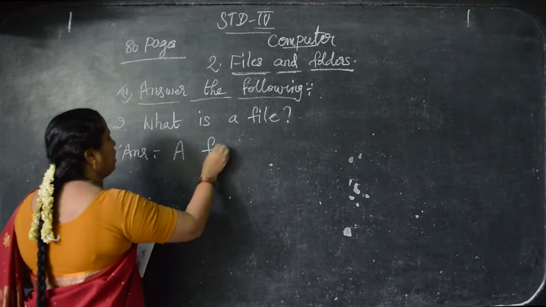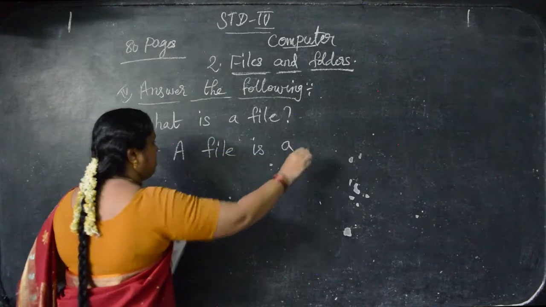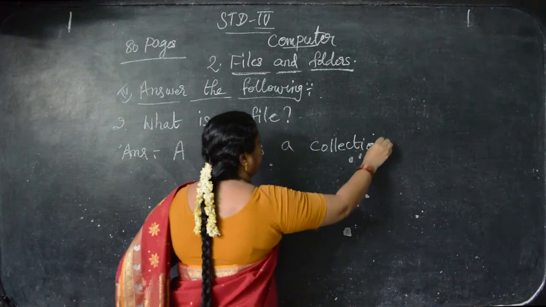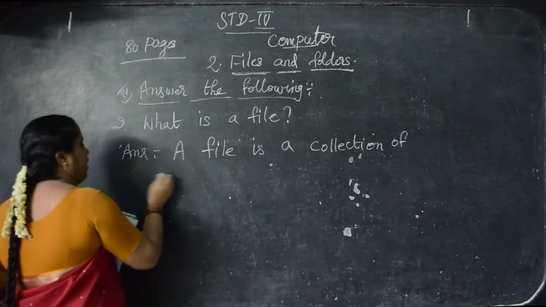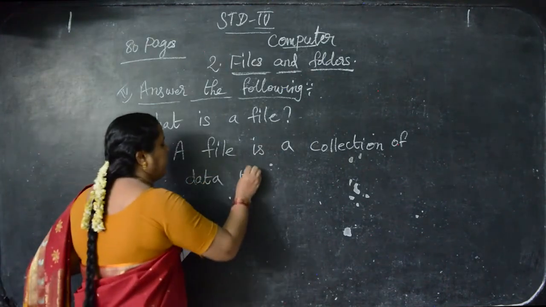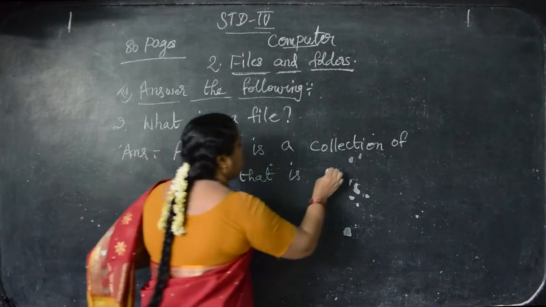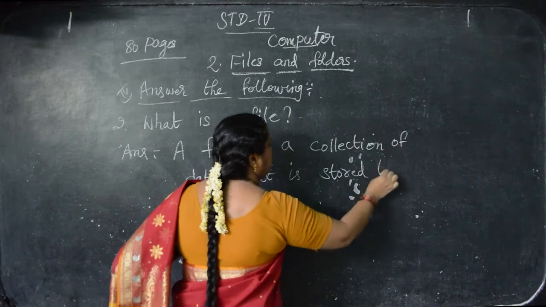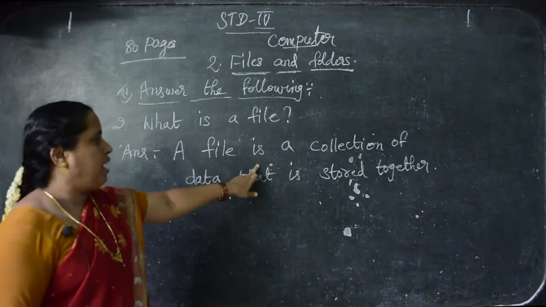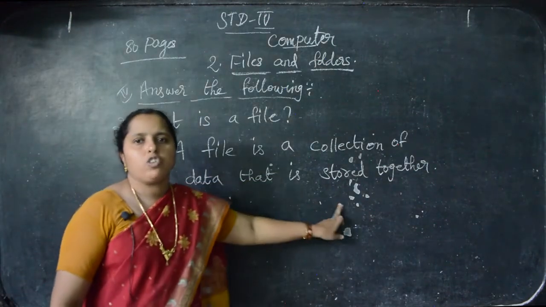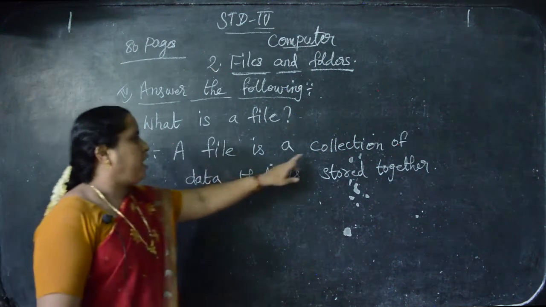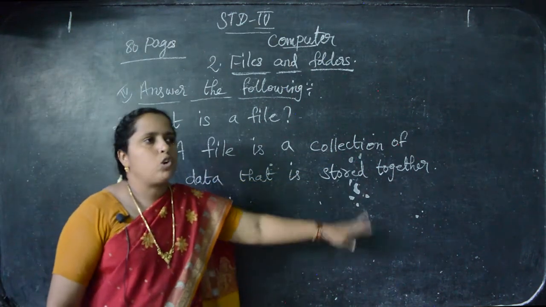A file. F-I-L-E, file. Is a collection, C-O-L-L-E-C-T-I-O-N. Collection of data, D-A-T-A. That is stored, S-T-O-R-E-D. Together, T-O-G-E-T-H-E-R. A file is a collection of data that is stored together. So, this is the second one. What is a file? You should write the answer. A file is a collection of data that is stored together.